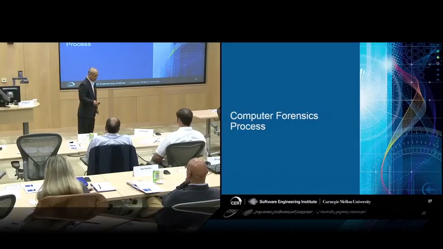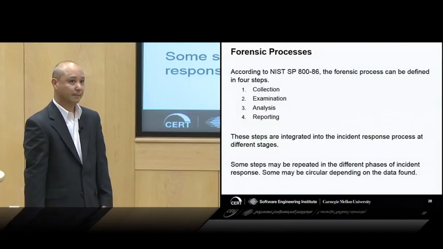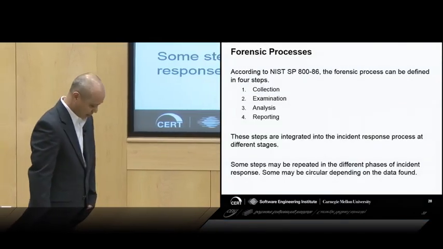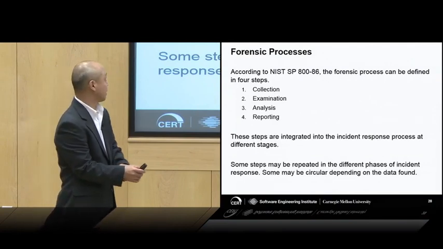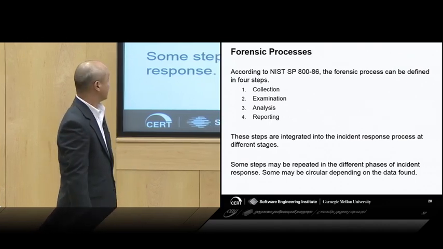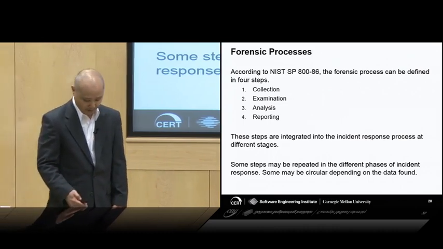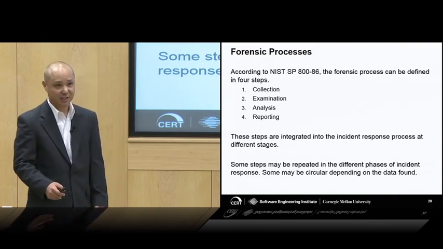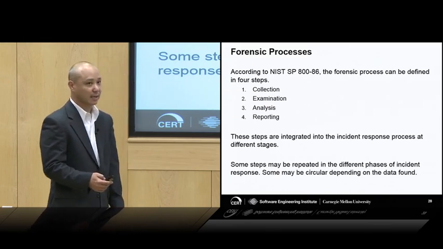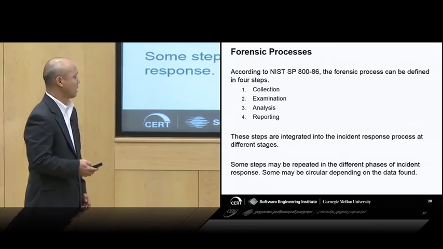And now we'll go into the computer or digital forensics process and how it integrates into the IR process as well. Okay, so NIST 800-86 is the NIST special publication that covers forensics, or digital forensics in this case. And they talk specifically about those 4 steps, right? If you remember the acronym SEER with a C, we talk about collection, examination, analysis, and then of course reporting. And these are integrated into different steps in incident response.